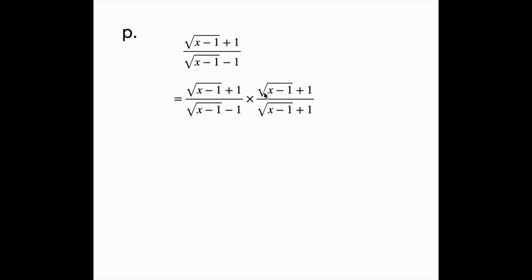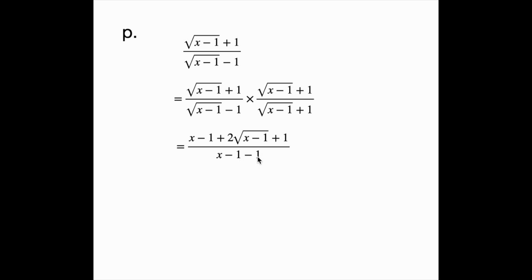So notice the top is squared. That will give us the first term squared, which is x minus 1, plus 2 times the first times the last, which gives us 2 times root x minus 1, plus the last squared, 1 squared. On the bottom, I'm going to square the first term: the square of the square root of x minus 1 is x minus 1, minus the square of the last term, 1 squared, which is 1.